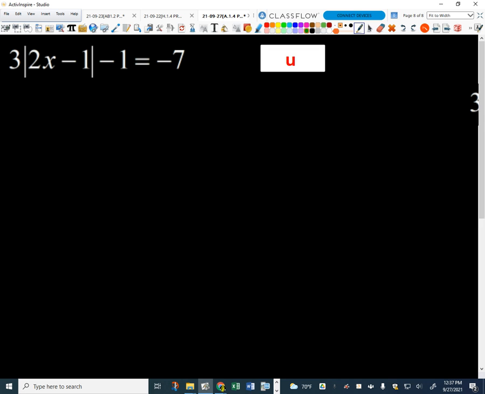You tell me, what are the steps here to solve this equation? Somebody who hasn't answered yet. How about somebody be brave? What do you think? Yeah, Isabel. Add 1 and then what? Divide by 3. Okay, good.